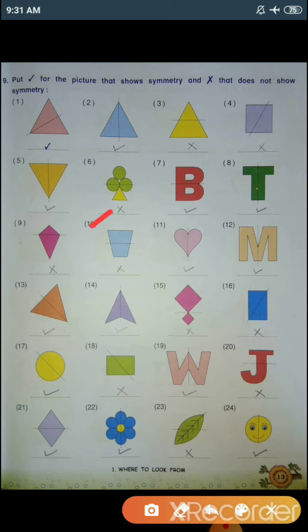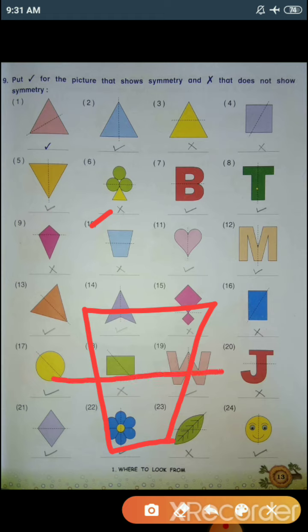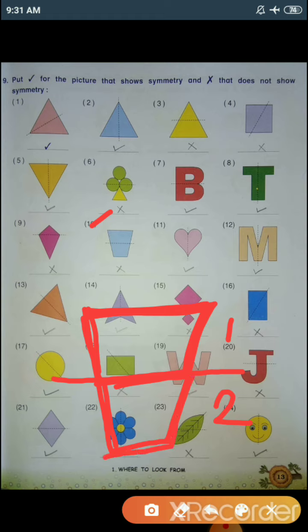Let's do shape number 10. One glass like shape you can observe here, and one horizontal line divides this shape into two parts, part 1 and part 2. You can see here part 1, the figure is larger than part 2. That means these two parts do not look same. That is why this shape is not symmetry.